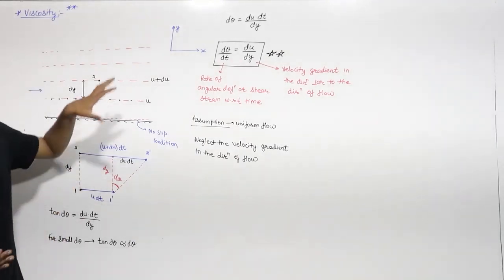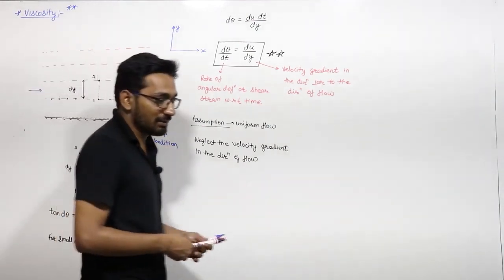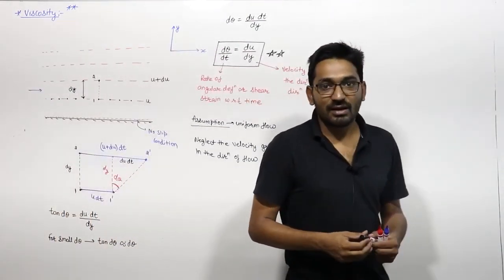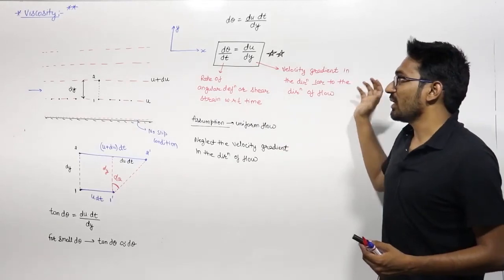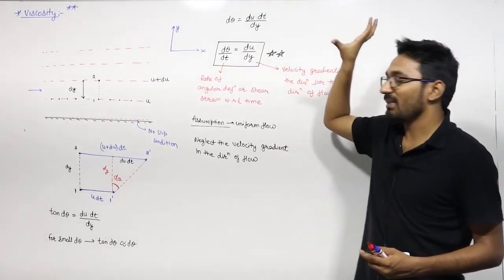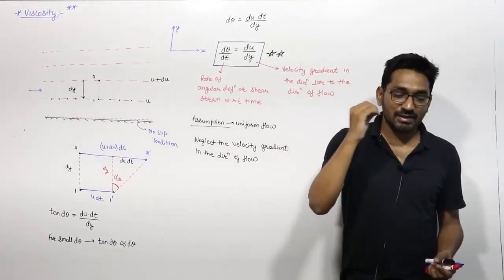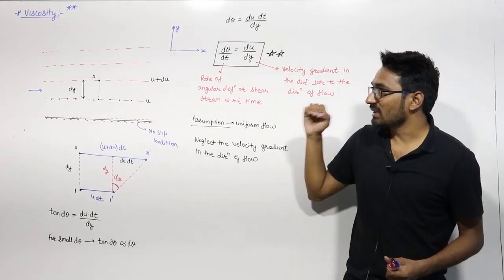So this is the one formula. D theta by dt is equal to du by dy. You have to remember this. We will use it in our later discussions also. This formula is most important, that the rate of angular deformation is equal to the velocity gradient in the direction perpendicular to the direction of flow.